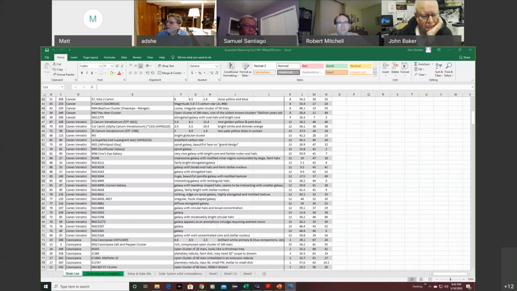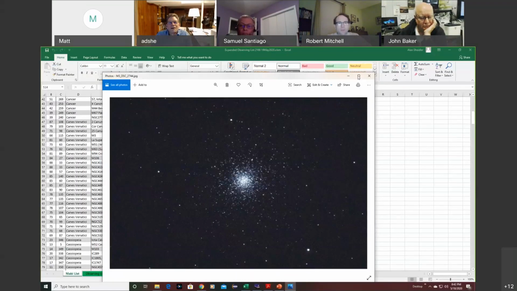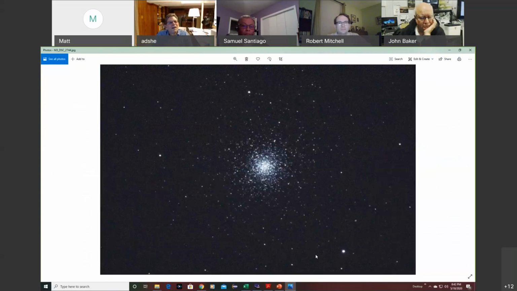I should have said that. It's kind of a small piece of the sky from the aspect of a 400mm lens. There's M3. But is that a 2500mm? Because it looks like it is. That's probably 2500. Yeah, because that's in there.